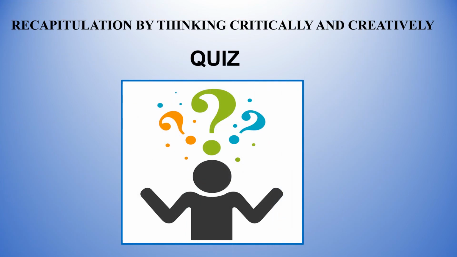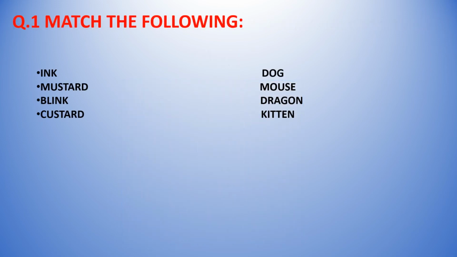Dear children, let's start with the recapitulation of whatever we learned so far by thinking critically and creatively. There will be a short quiz for you, and in the quiz you will see some CCT based questions also. Let's start with the quiz. The first question is match the following. Here you have to match the names of Belinda's pets. Take your time. And the right answer is this. Ink is kitten, Mustard is dog, Blink is mouse, and Custard is dragon.